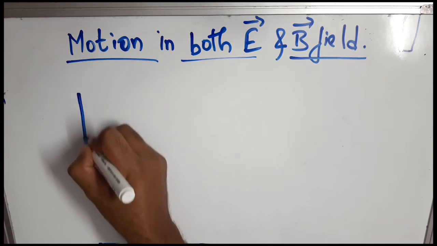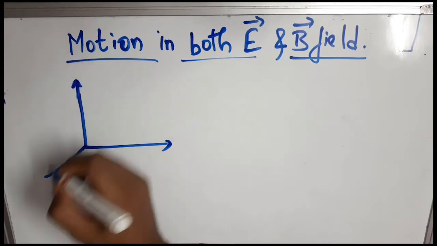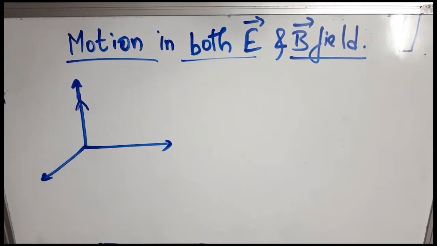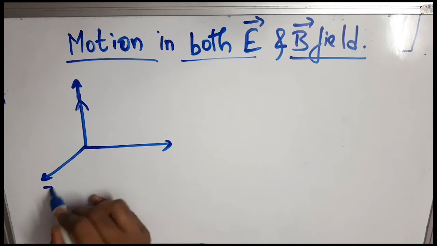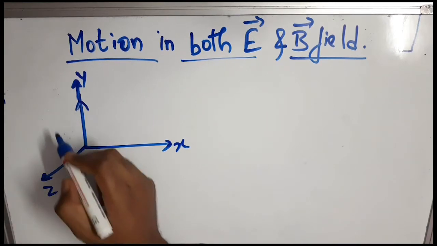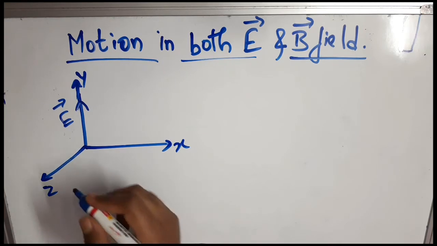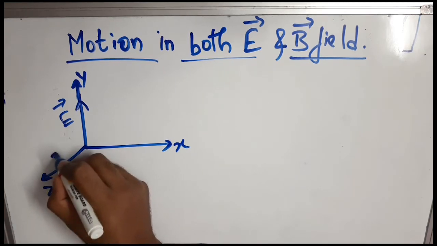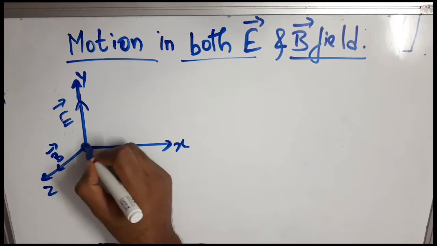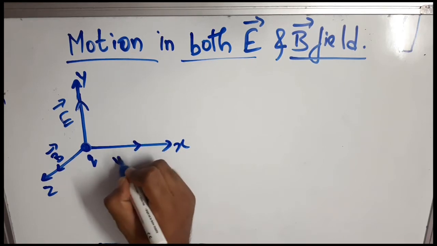So let us draw our coordinate axis as usual. In this case, I'll consider my magnetic field. I have to define it first. So let me define it as z-axis, x-axis, y-axis. In which case, I'm going to take my electric field along the y-axis, and my magnetic field is along the z-axis.